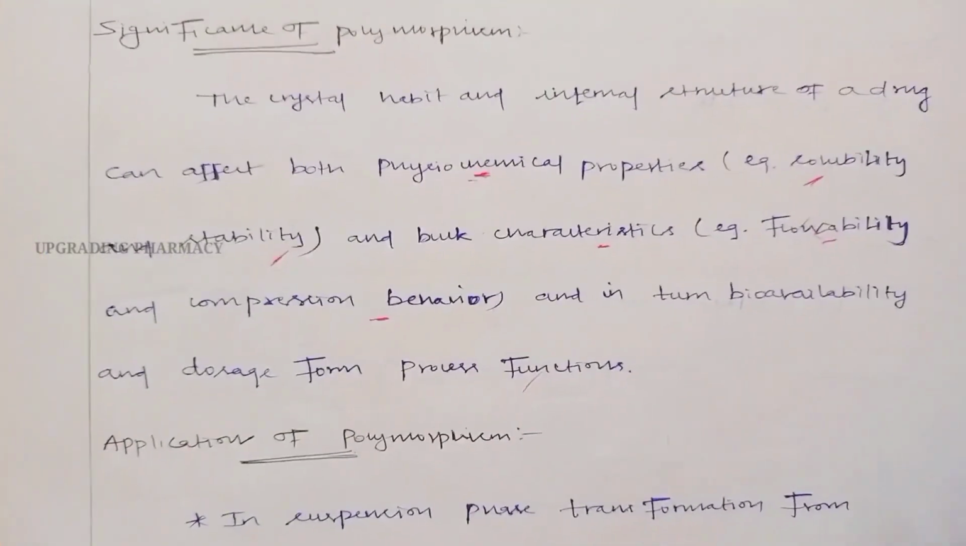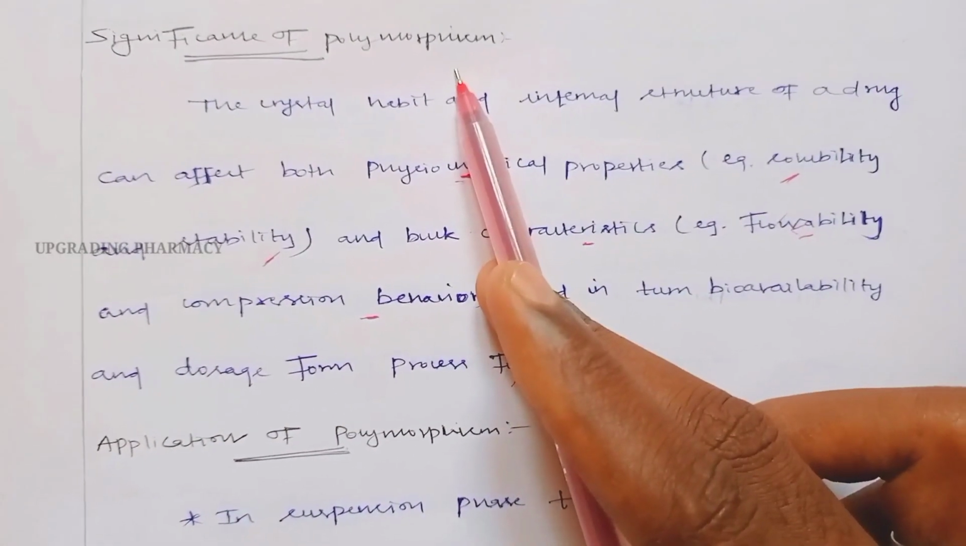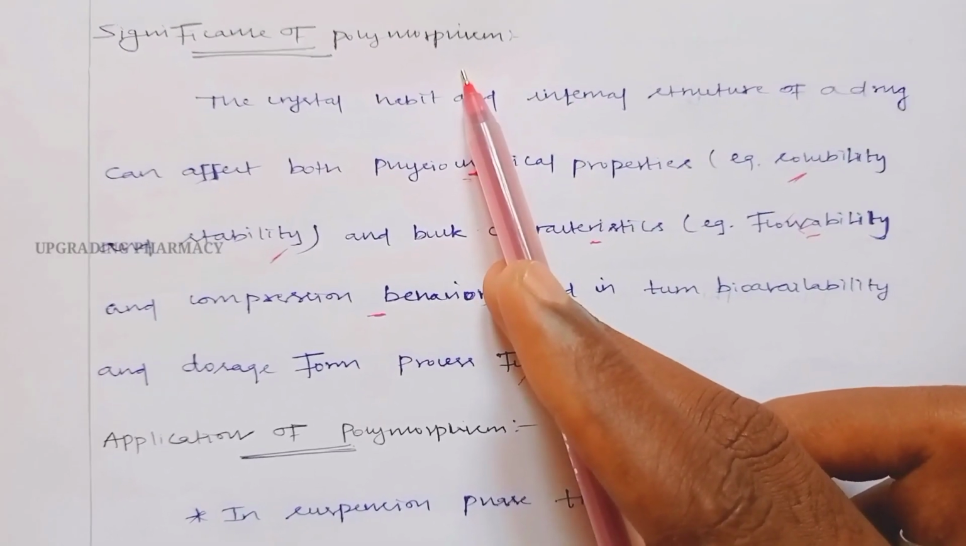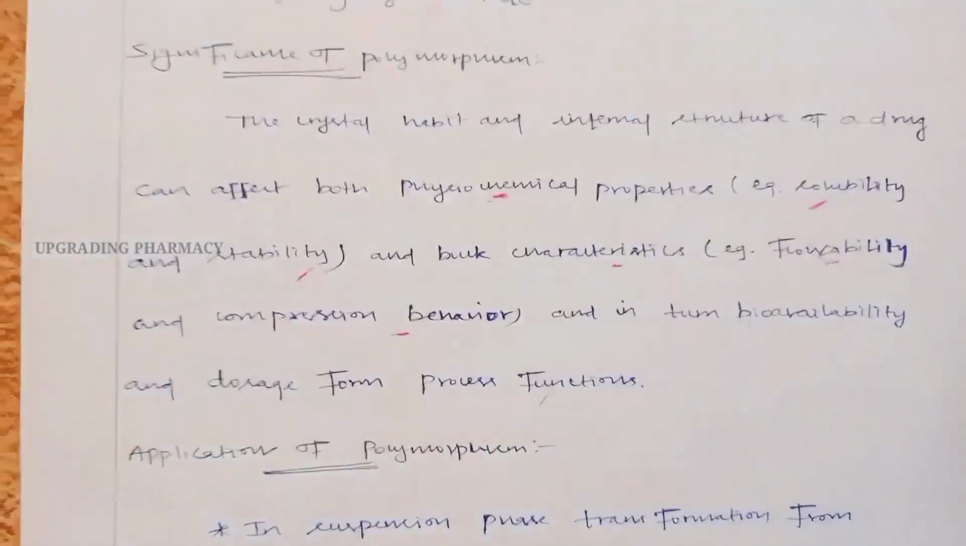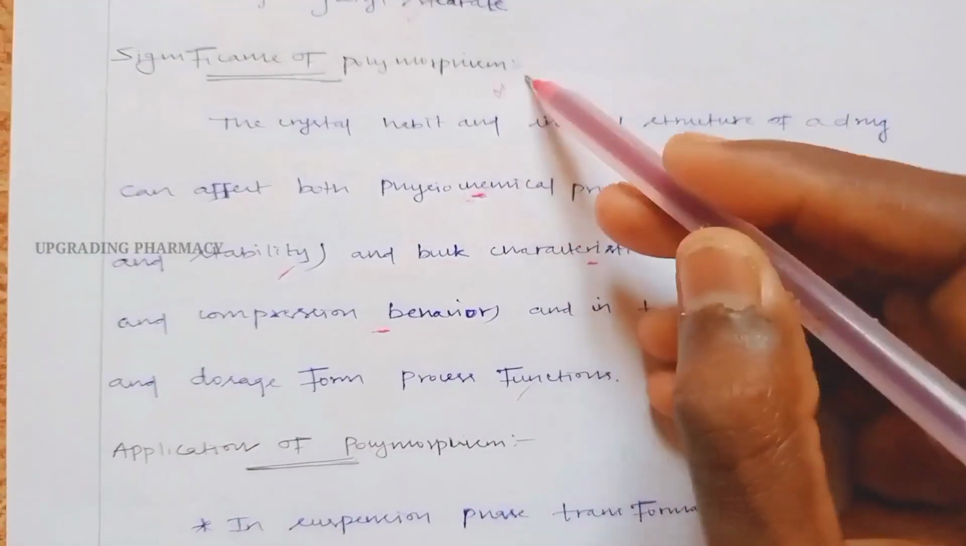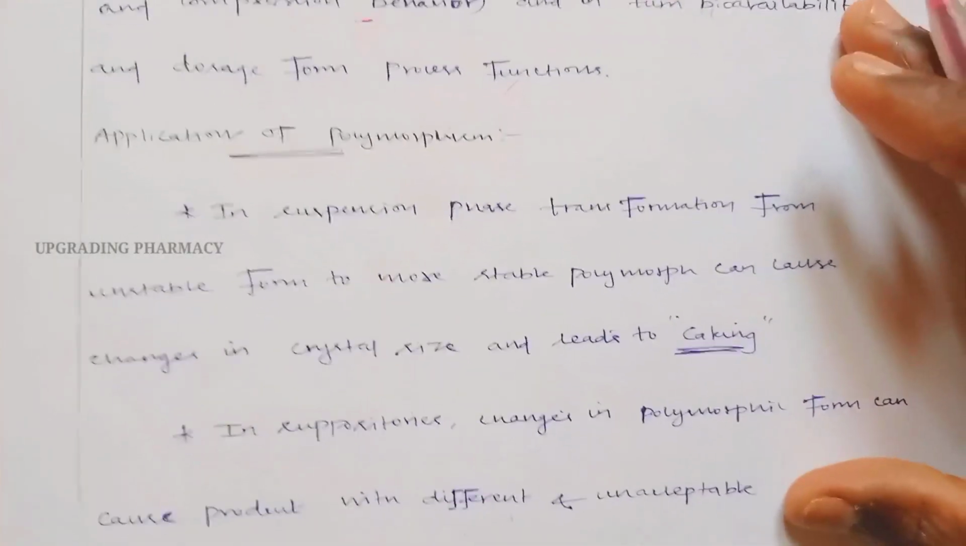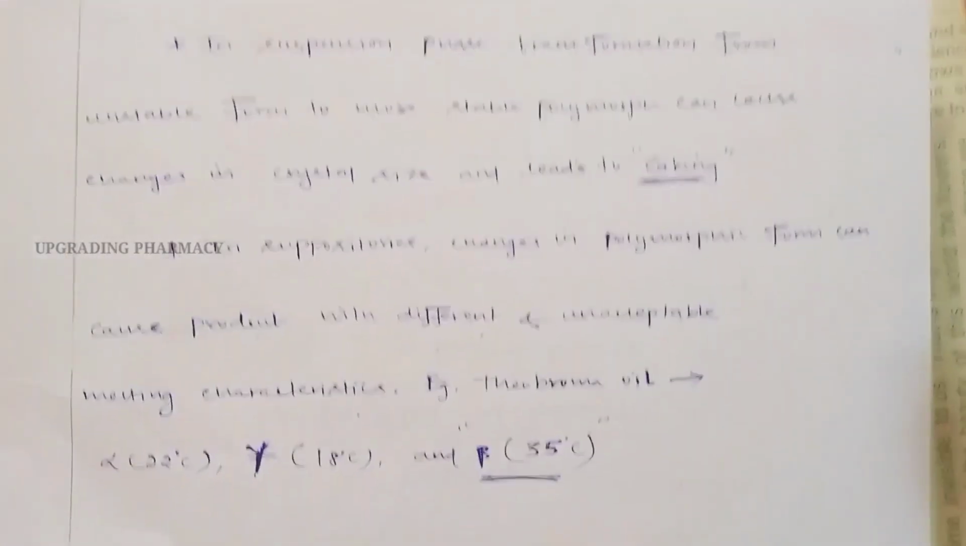And I forgot to tell that polymorphism is one of the preformulation studies which determines the stability and solubility of the drug. So it comes under the physical stability, the physical properties of the particular drug. Next we can go to the applications of polymorphism.